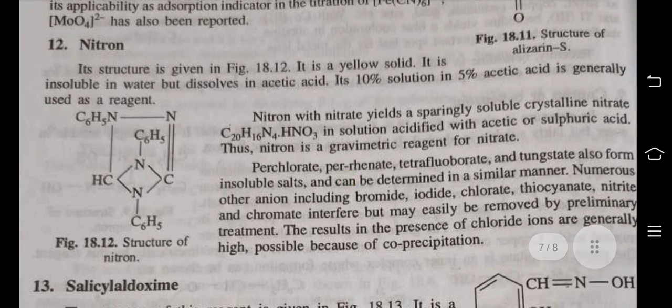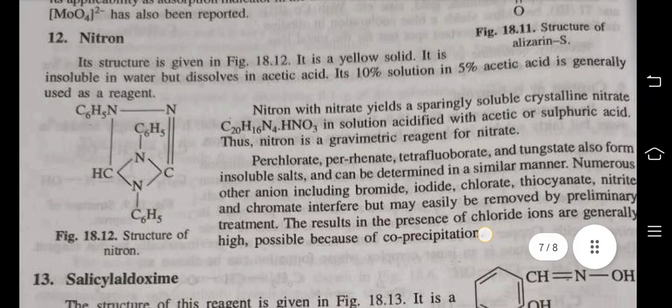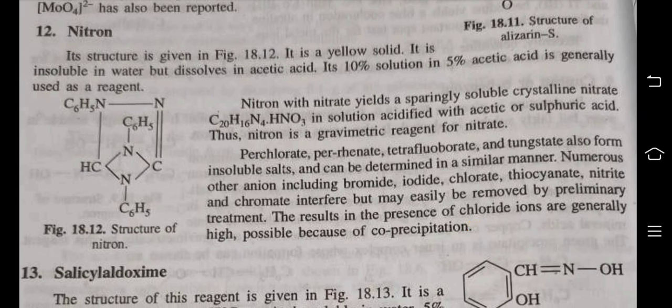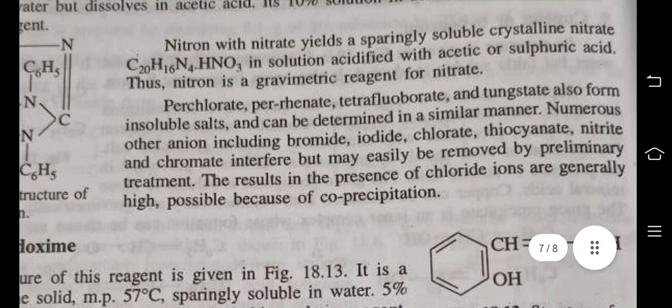Next reagent is nitron. It is a yellow solid. It is insoluble in water but dissolves in acetic acid. Its 10% solution in 5% acetic acid is generally used as a reagent. Nitron with nitrate yields a sparingly soluble crystalline nitrate, C20H16N4·HNO3, in solution acidified with acetic or sulfuric acid. Thus, nitron is a gravimetric reagent for nitrate. Perchlorate, perrhenate, tetrafluoroborate, and tungstate also form insoluble salts and can be determined in a similar manner.